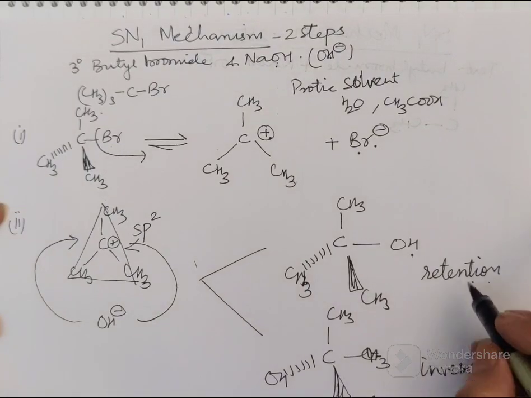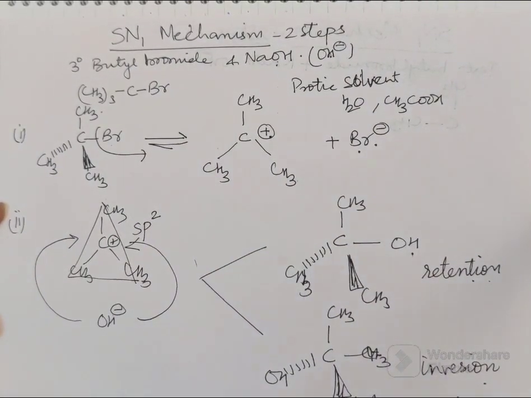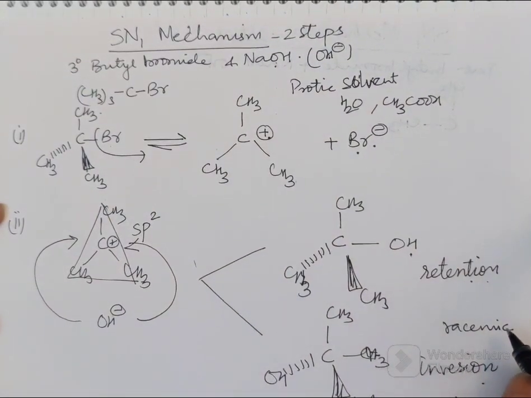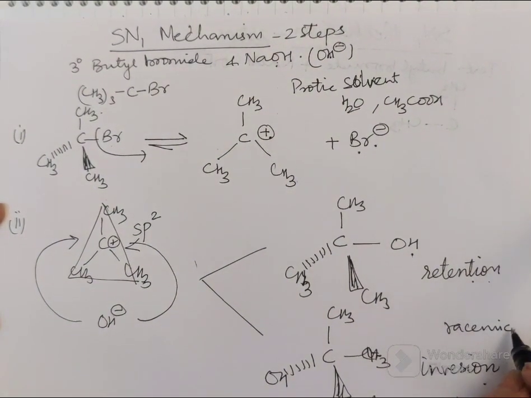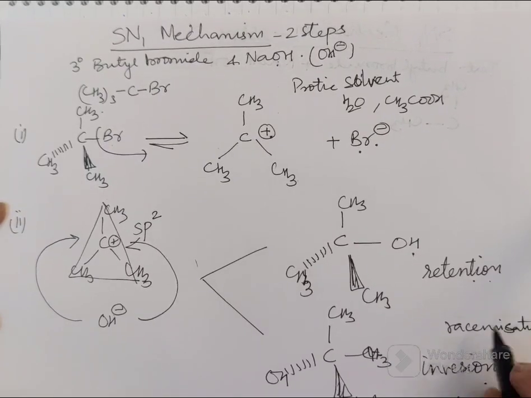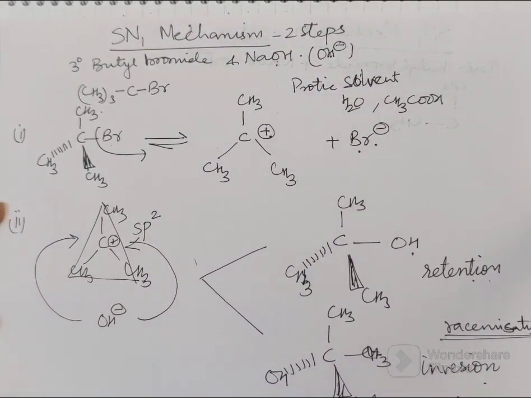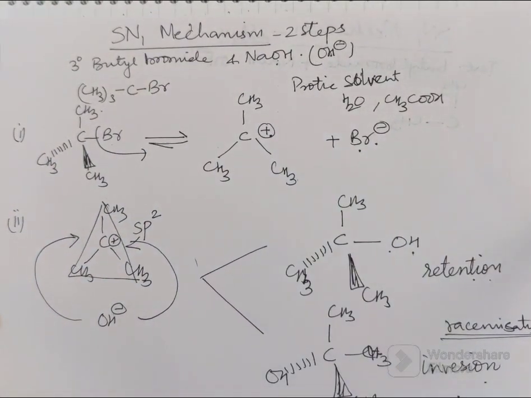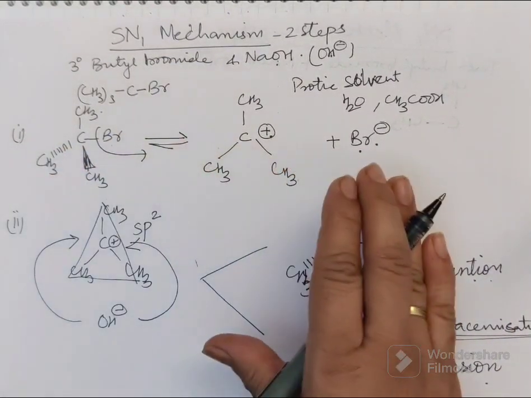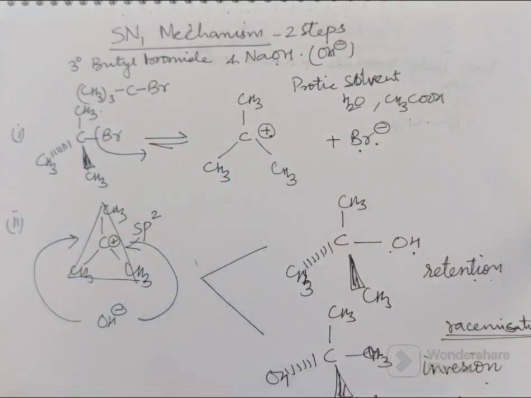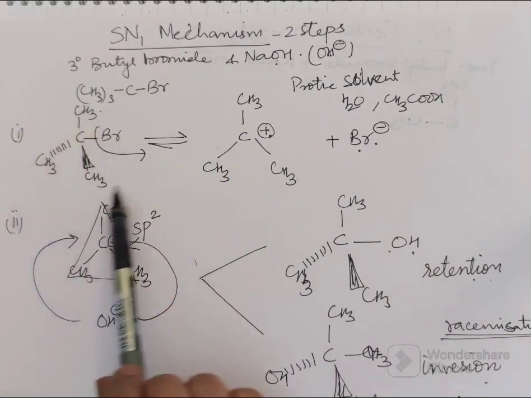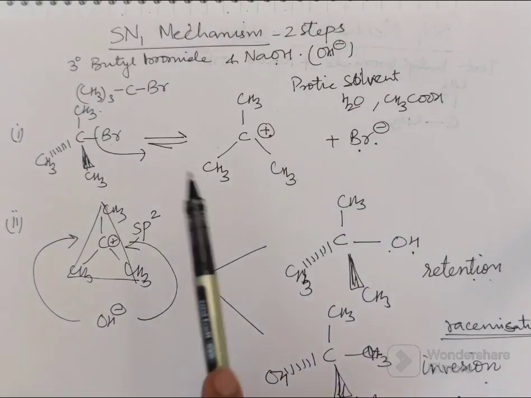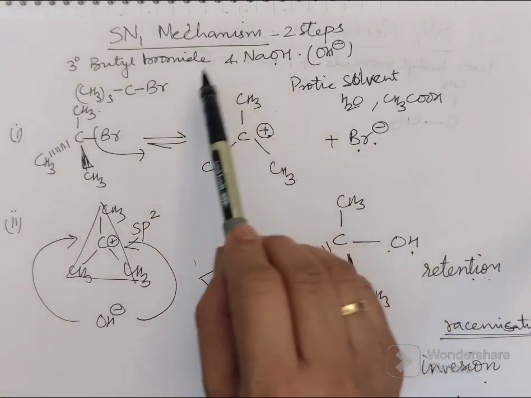And when you get 2 different compounds with opposite configuration, we say it is a racemic mixture, which we will study in stereochemistry, and we say racemization has taken place because a racemic mixture has been formed. So retention and inversion both take place in the SN1 mechanism. So what do we look at in the SN1 mechanism? In SN2 we see the steric hindrance of the reagent, right? But in SN1 mechanism we see the stability of the carbocation.